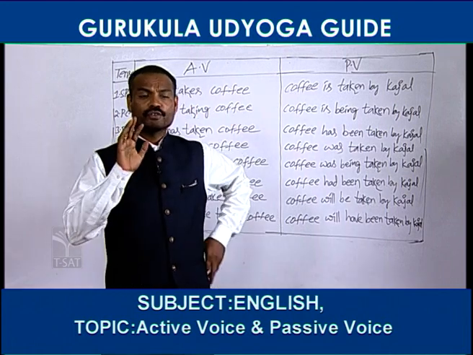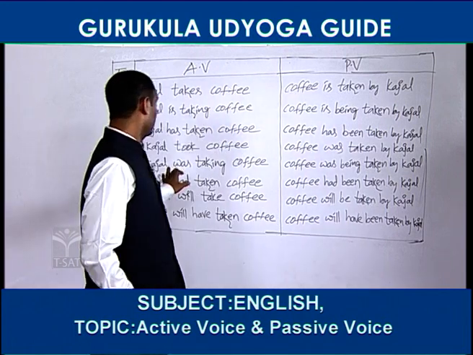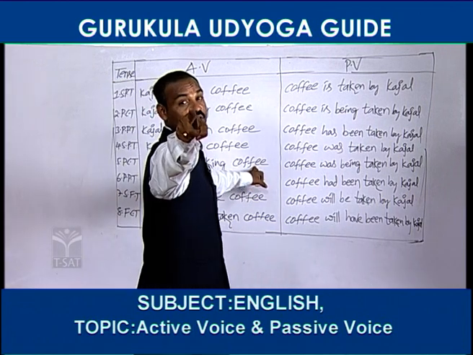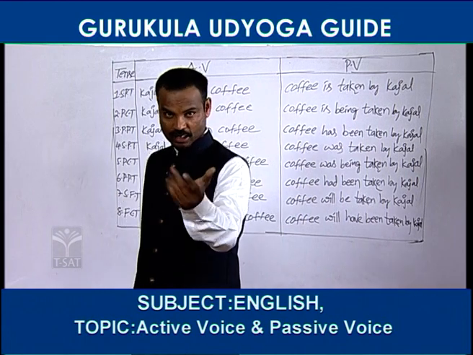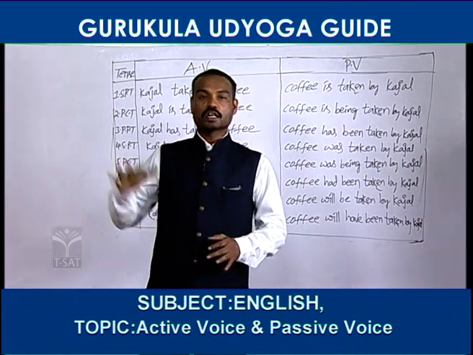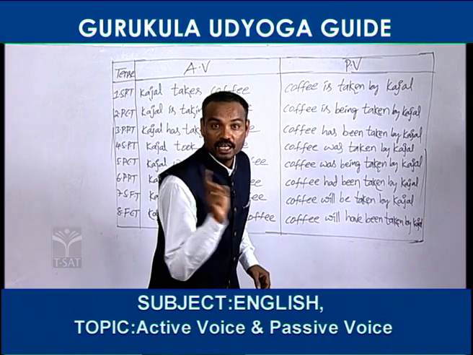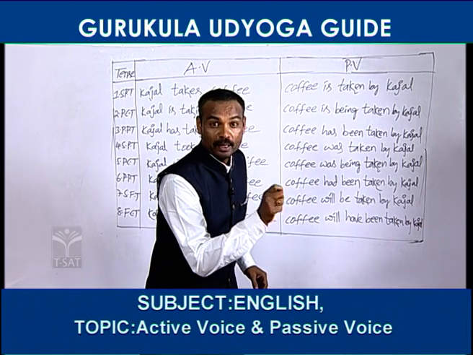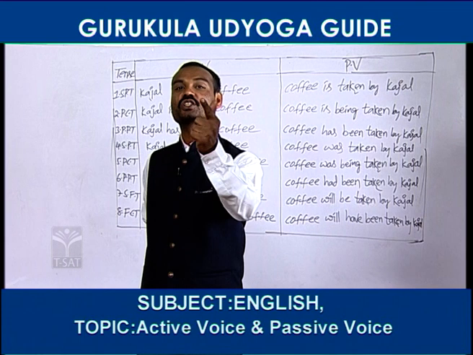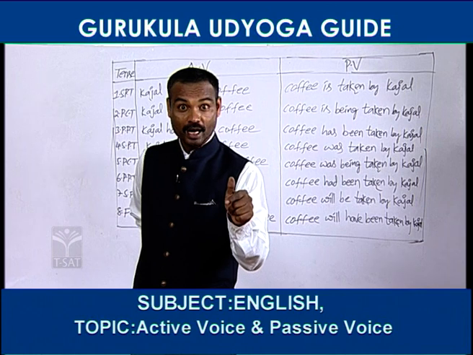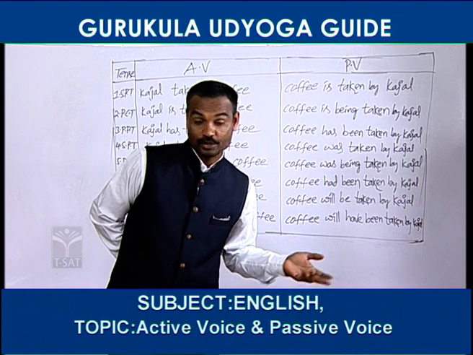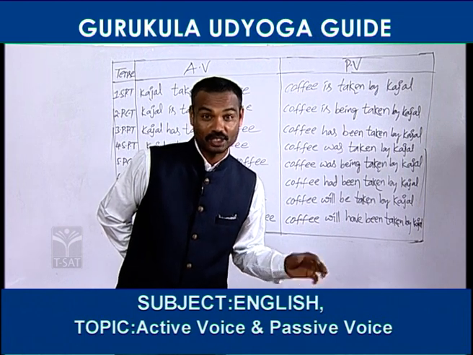So friends, if the active voice contains a singular object, in the passive voice was should be taken. If the active voice contains a plural object, were should be taken. For example, Rajnikant was eating a mango. Mango, is it a singular object or plural object? Plural object. Is it plural? No. I am getting confused. You are not getting confused, but I am getting confused. I am sorry friends, mango is not a plural object, it is a singular object.